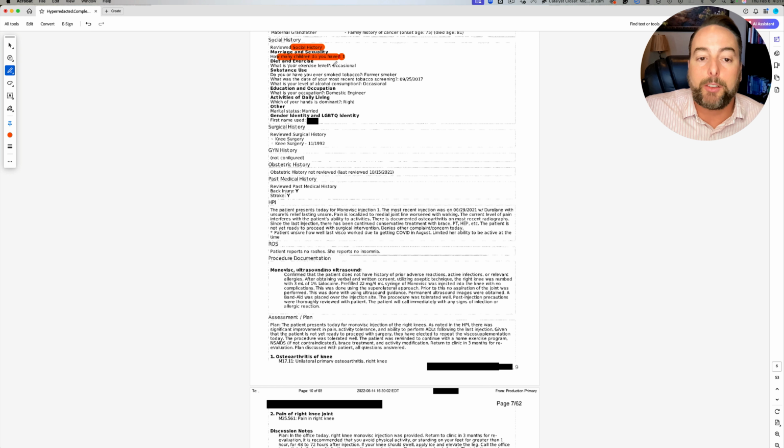Exercise. They say occasional. Are they exercising now, now that they've got a blown knee? Was that blown knee even caused by the accident? That could be something I'd want to take notice of. Have you ever smoked? Yes, I used to. So how much did they smoke? It doesn't say here. It says their most recent tobacco screening was a few years back.